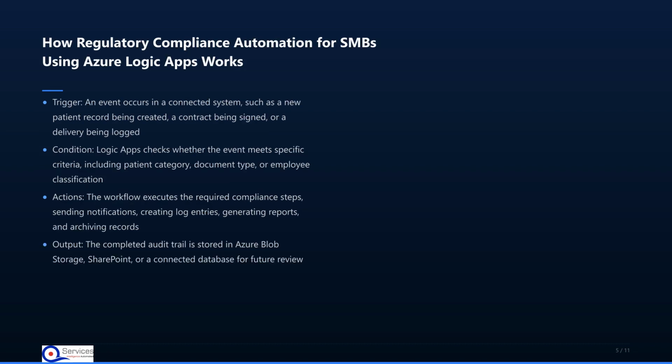How regulatory compliance automation for SMBs using Azure Logic Apps works. At its core, regulatory compliance automation for SMBs using Azure Logic Apps follows a trigger-action model. Something happens in your business, and Logic Apps responds automatically with the required compliance action. The basic structure of any compliance workflow has 4 parts. Trigger: an event occurs in a connected system, such as a new patient record being created, a contract being signed, or a delivery being logged.